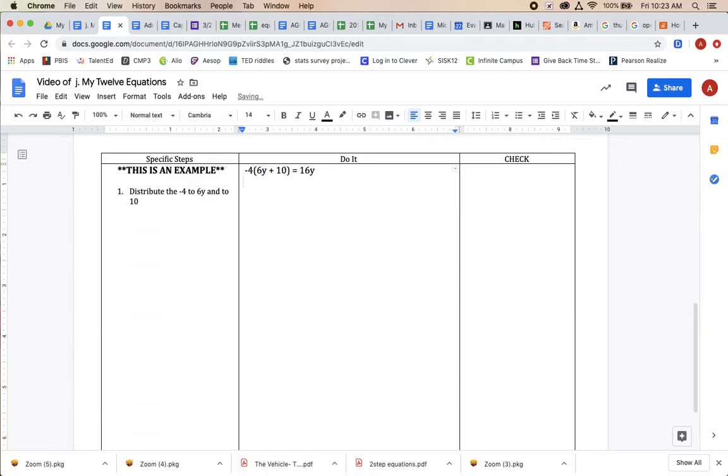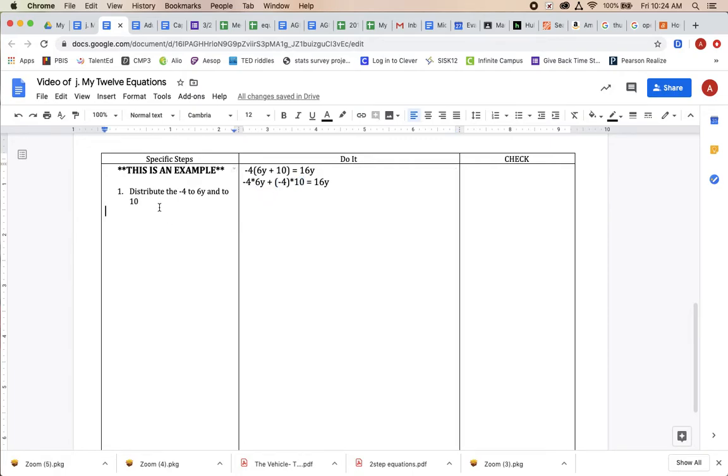But distribute just means you need to share or pass out this guy to everybody inside, okay? So what that looks like is -4 times 6y. There I am sharing it with 6y. Now I'm going to share it with 10. And the reason I put it in parentheses is because it's negative and I don't want those two signs to get crazy. So I try to put my negative numbers in parentheses to help it look nicer. Cool, so there I shared the -4, I distributed the -4 to everything inside my parentheses.